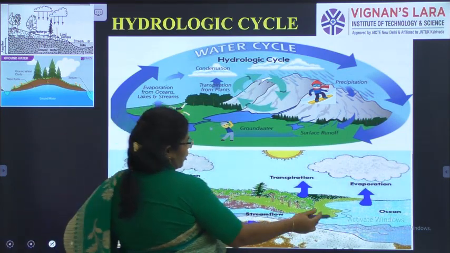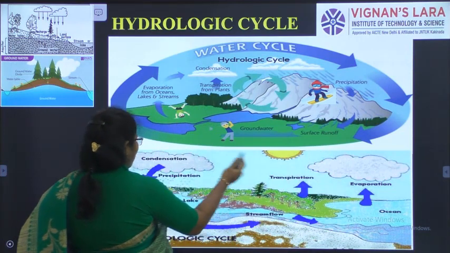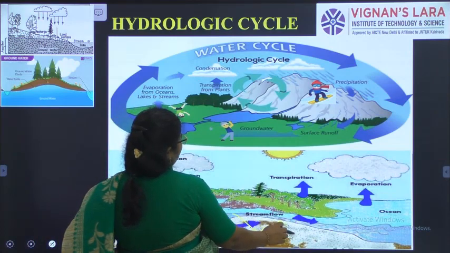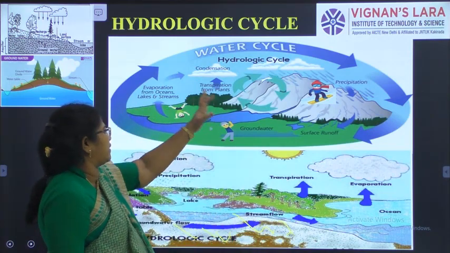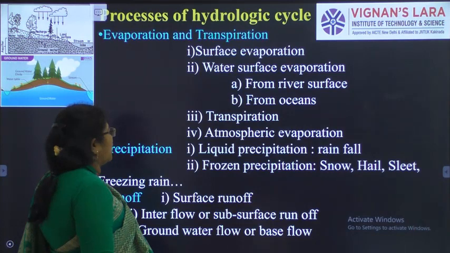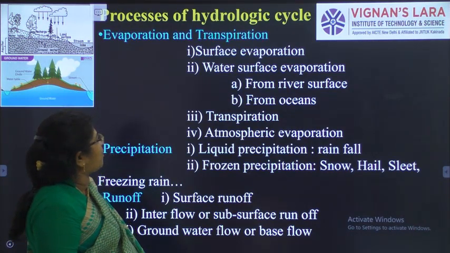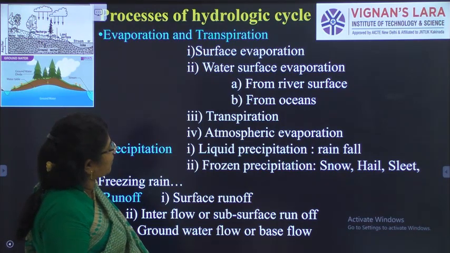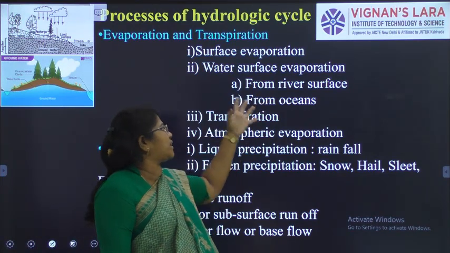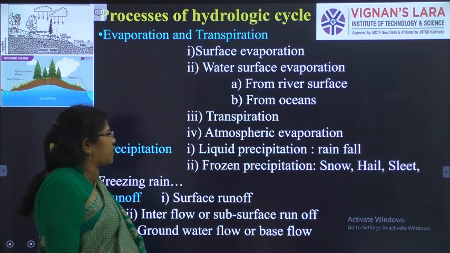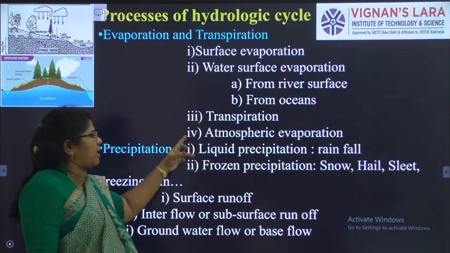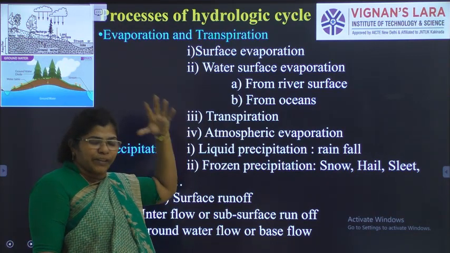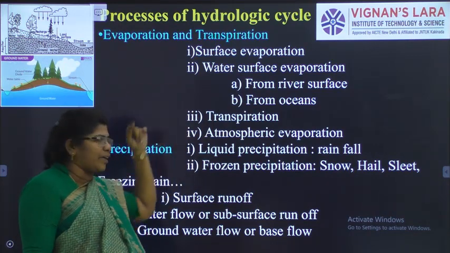Lakes, streams, water evaporates, transpires, then forms the clouds, then again it will go. Some water will infiltrate into the ground. So you can see here, it is easy for you to understand. So what is evaporation and transpiration? Surface evaporation is from the river surface, from the ocean, from lakes; we call it water surface evaporation. Transpiration is from the trees. Atmospheric evaporation is from the rain when it is coming down. If it is very hot, it will evaporate from there itself.